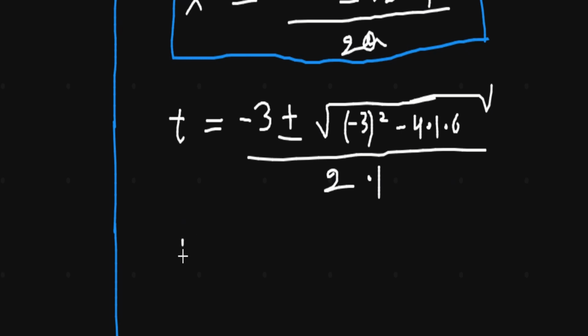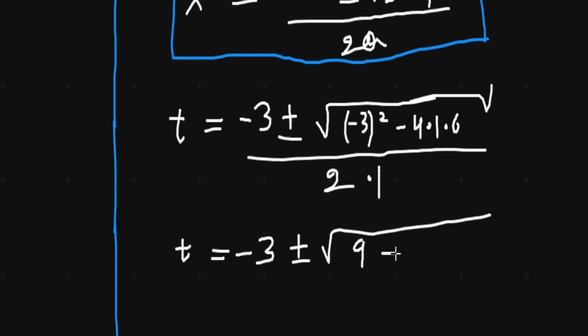So therefore again we can write t is equals to minus 3 plus or minus square root of 3 3s are 9 here. Minus 3 whole square is 9. Minus 6 for the 24 here, by 2.